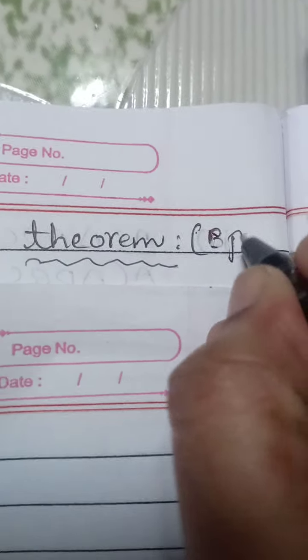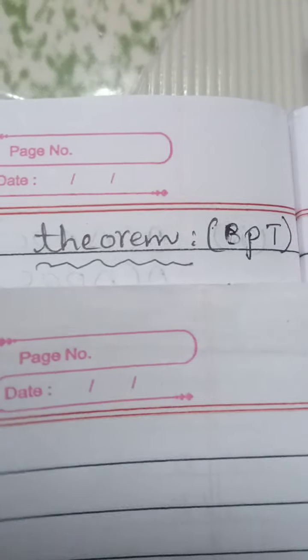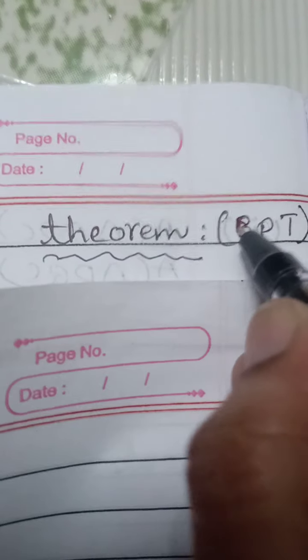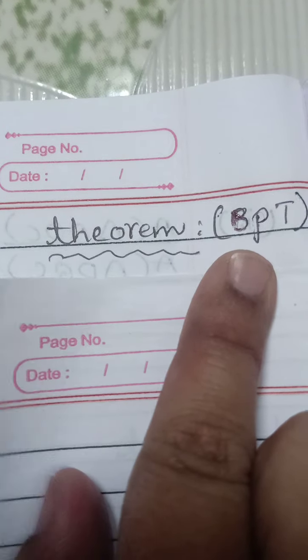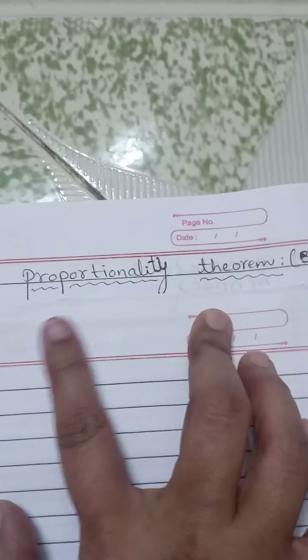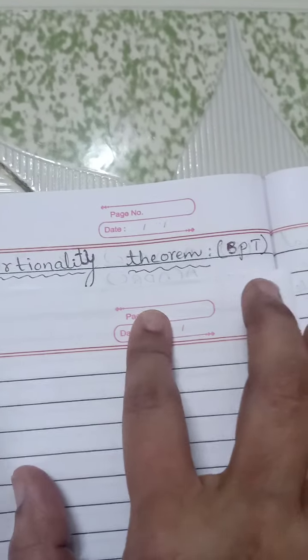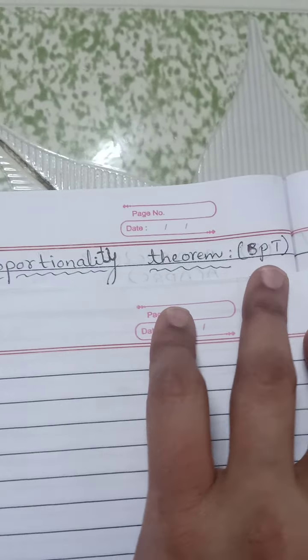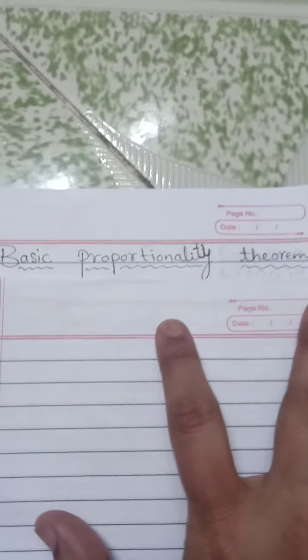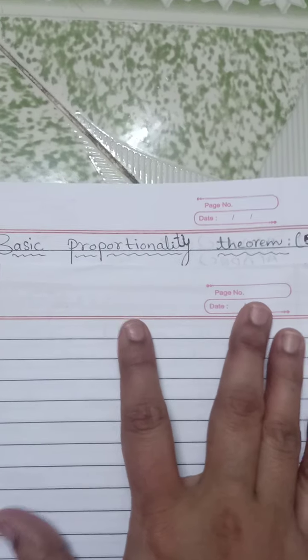In short form, it is also known as BPT. But from last year, the short form is not acceptable. Every time we will use the full form only. For remembering, you can remember it as BPT. BPT is nothing but basic proportionality theorem. But never use this short form. Every time you have to write the full form only, that is basic proportionality theorem.